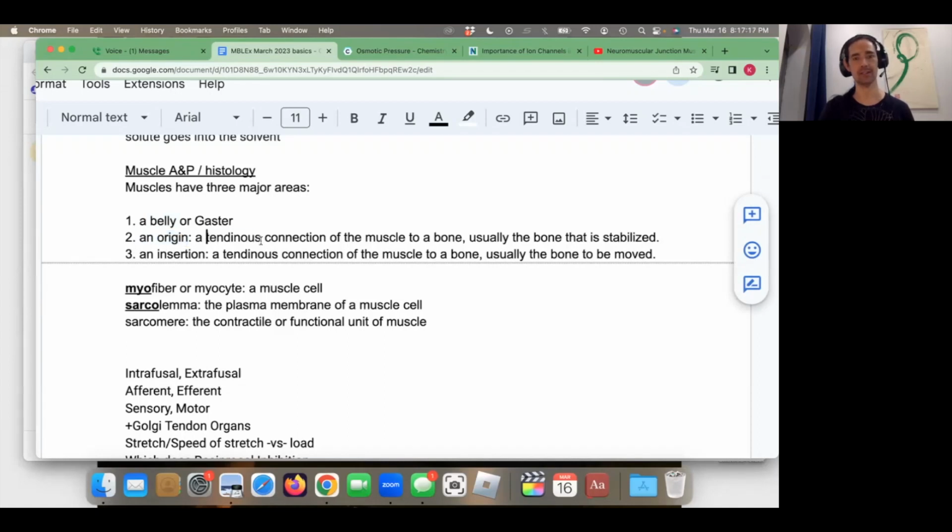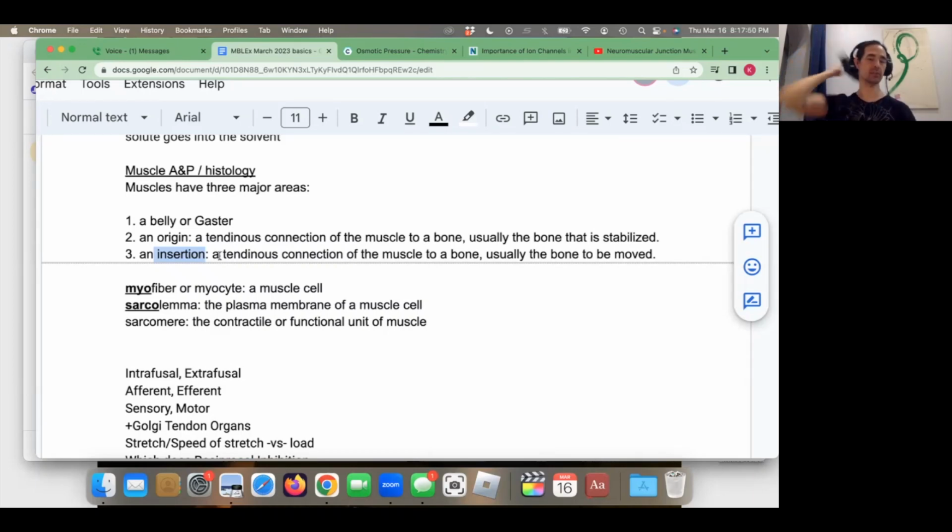Every muscle has an origin. That's where the tendon connects to a bone that is stabilized, or a bone that for the most part is not moving. And it has an insertion, which is a tendinous connection, or a tendon that connects the muscle to a bone that is to be moved. So for example, let's say the latissimus dorsi. Latissimus dorsi has connections to the vertebra, the scapula, the ilium, and to the humerus.